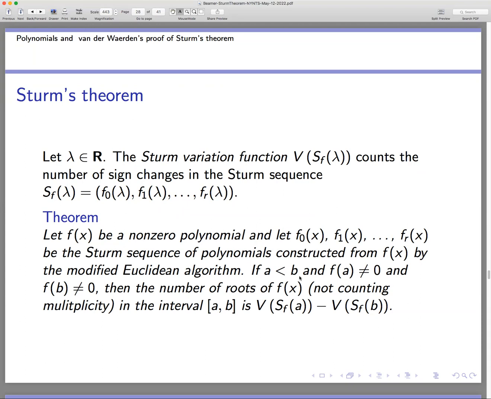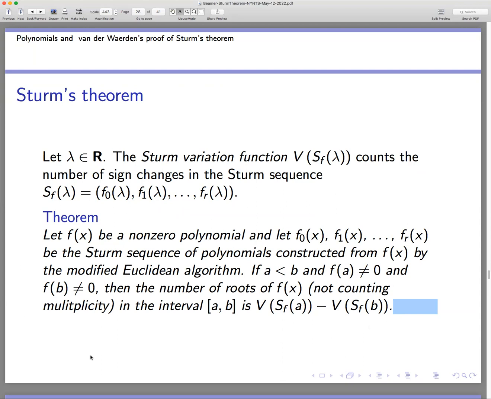So Sturm's theorem says, if a is less than b, and f at a and at b are not zeros, then the number of roots of f of x, not counting multiplicity, I mean, really the number of distinct roots between a and b, is exactly equal to the variation at a minus the variation at b.